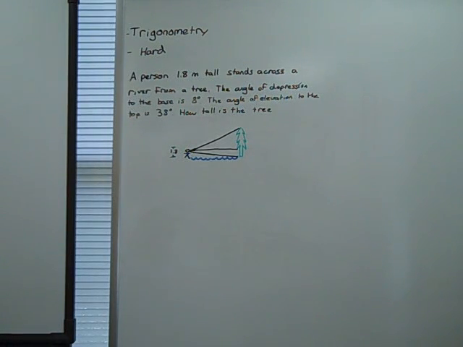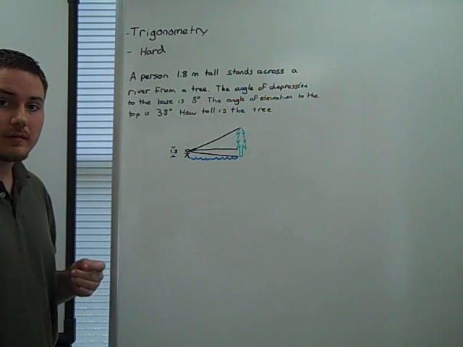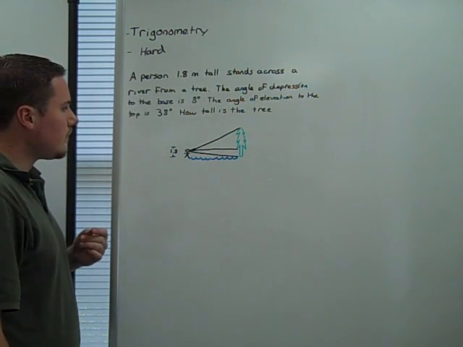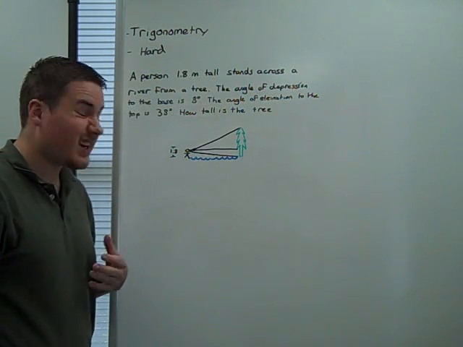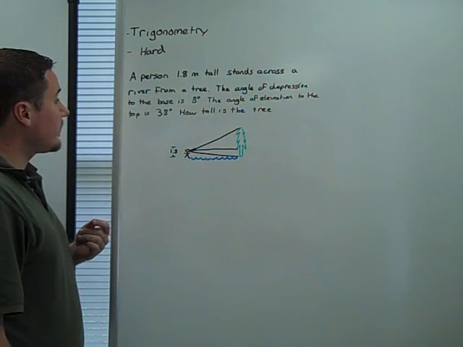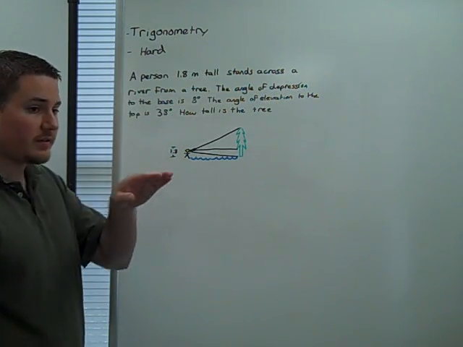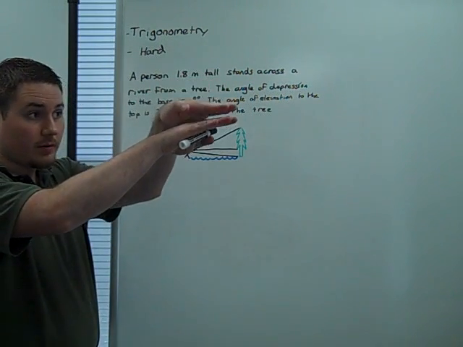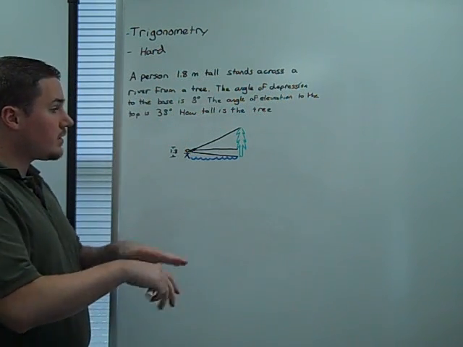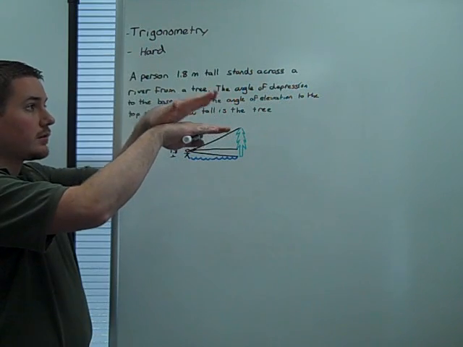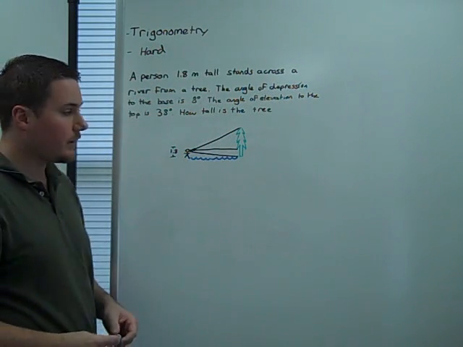Alright, for the final problem on trigonometry, we're going to do a very difficult word problem. It's going to involve two different measurements. A person 1.8 meters tall, so about my height, stands across a river from a tree. The angle of depression to the base is 8 degrees. That is, the angle from the horizontal down to the base is 8 degrees. The angle of elevation, that is the angle from horizontal upwards to the top, is 38 degrees. How tall is the tree?